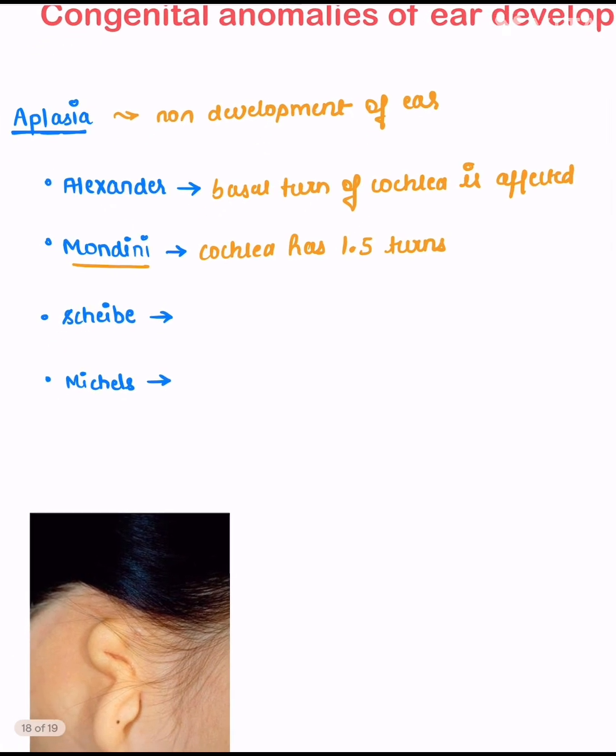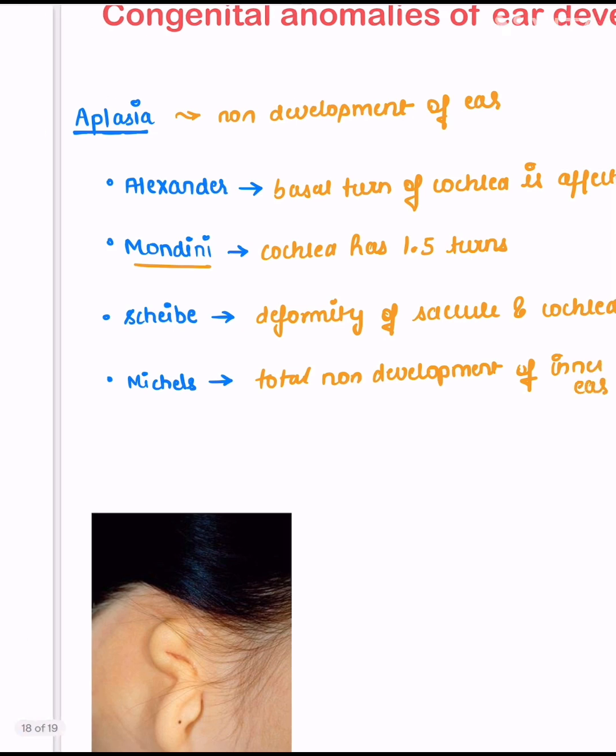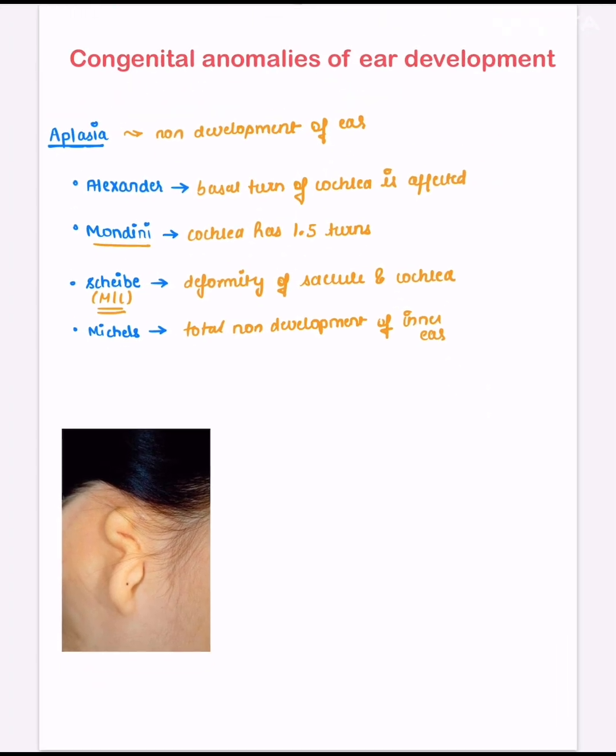In Scheibe aplasia, it is the deformity of saccule and cochlea. In Michel's aplasia, it is the total non-development of inner ear. Out of all the four, Scheibe is the most common aplasia which is seen.